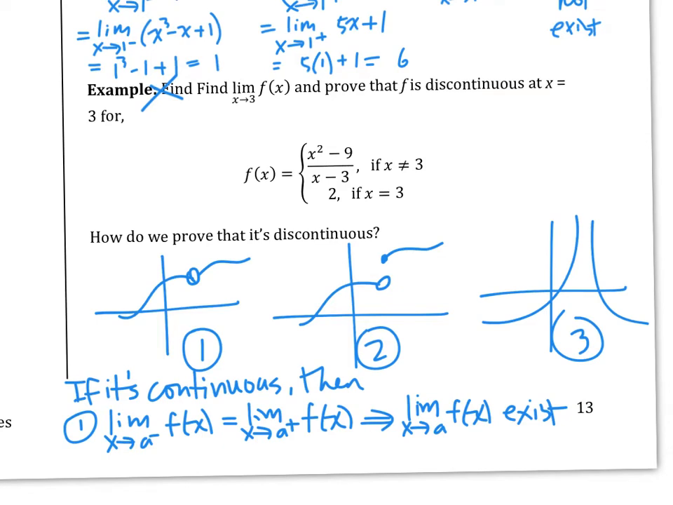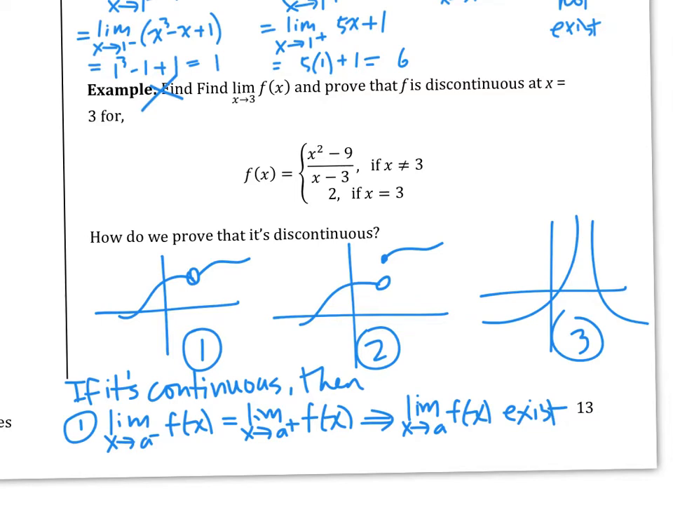So for example, number 2 case, the jump discontinuity. You can see that the left-hand side and the right-hand side are not going to the same number. If they're not going to the same number in the first place, obviously it's going to be discontinuous. So that is the first thing to use to prove that it's discontinuous, or to check to see if something is discontinuous or not. Now, let's look at case 1.